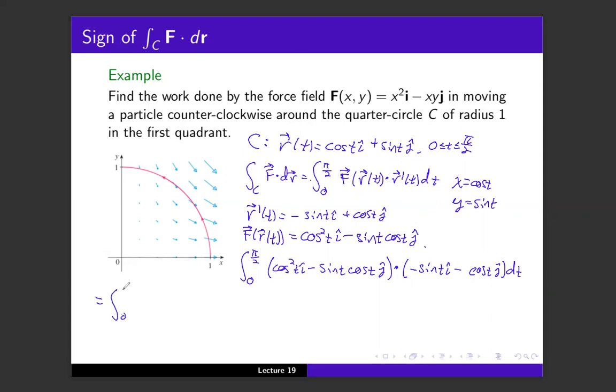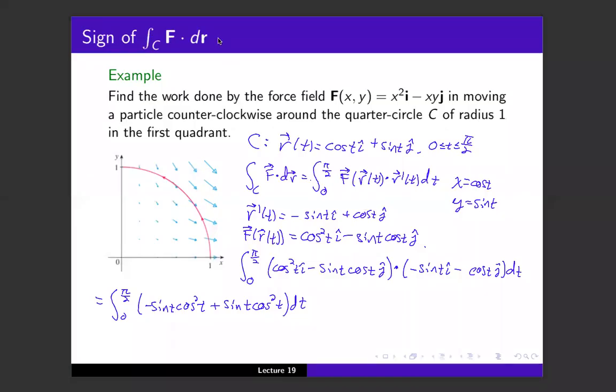Which would be the integral from 0 to pi over 2 of negative sine t cosine squared t plus sine t cosine squared t. And I think that I made a mistake somewhere, because that shouldn't go to 0. So what mistake did I make? Hold on a second. I'm going to pause the recording so I can figure out where I went wrong.